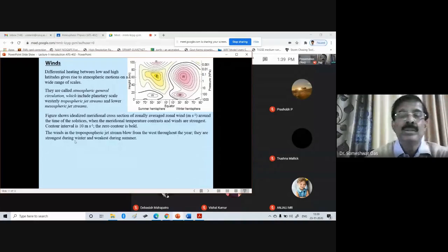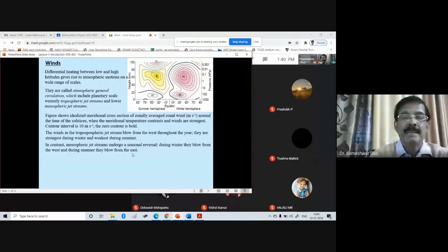The winds in the tropospheric jet stream blow from the west throughout the year. Jet streams are westerly, strongest during the winter and weakest during the summer. In contrast, the mesospheric jet streams undergo a seasonal reversal. During the winter they blow from the west, and during the summer they blow from the east.